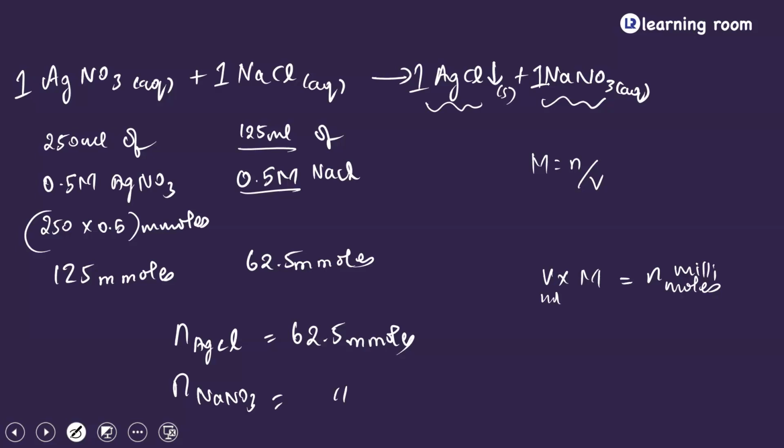Another type of question can be asked from this. What is the concentration of NaNO3? Molarity of NaNO3. Number of moles is 62.5. What is the volume? The volume is the total volume. You have mixed these two solutions, so you have taken this much ml and this much ml and mixed it. So what will be the final volume? 250 plus 125, which is 375. Balaji, do you understand?